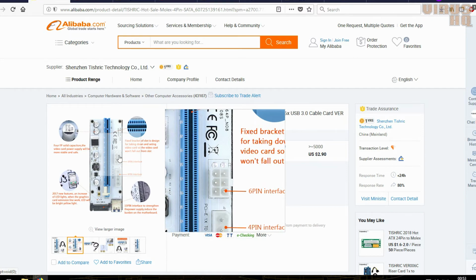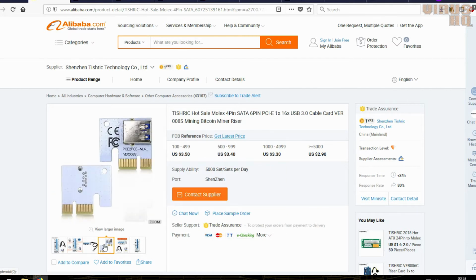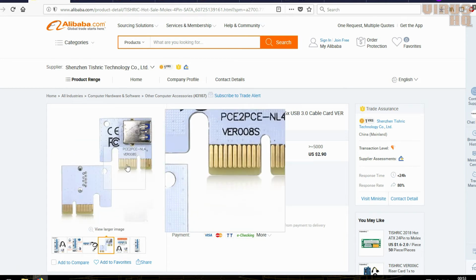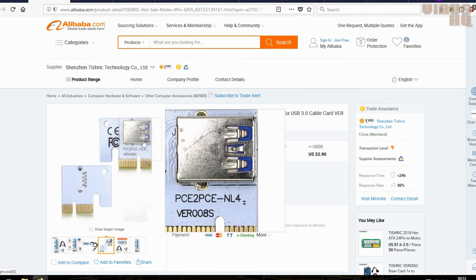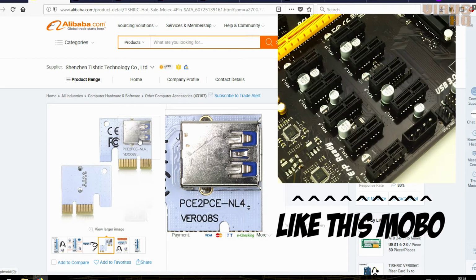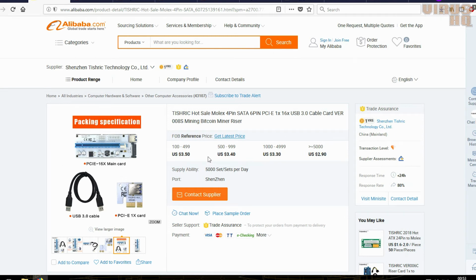I like these risers because of the powering methods, but the only disadvantage is this thing, the 1x card. If you look at it closely, the USB ports don't line straight. They are rotated 90 degrees, and hence these can prove to be a problem when working on motherboards which have their PCI slots side by side. And the other problem that I have is the price.